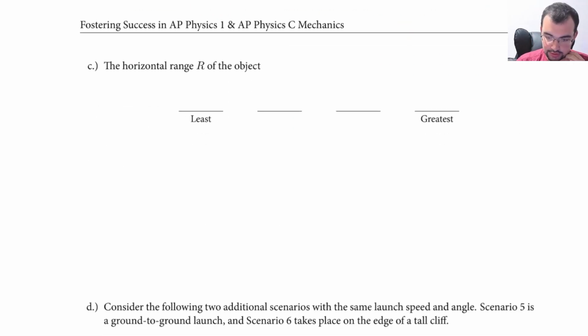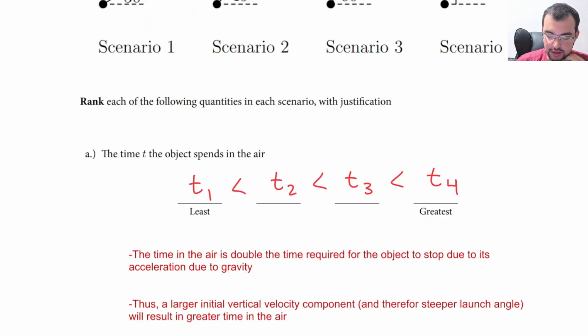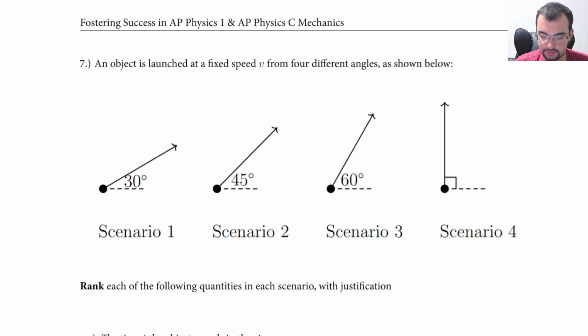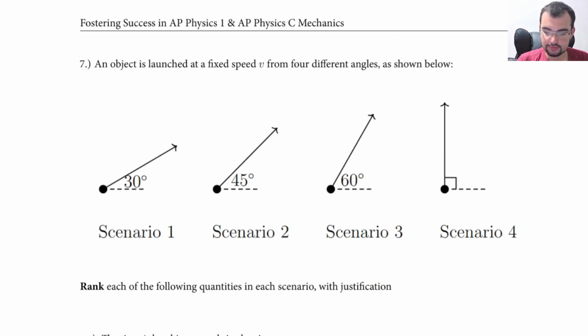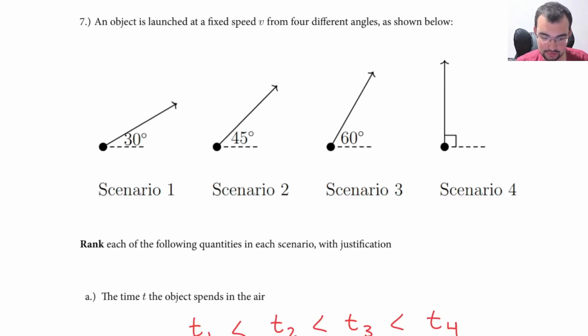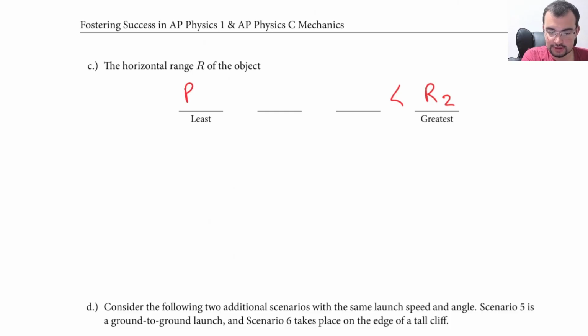Then for the range. So the range, we can definitely do a couple things here first. So first of all, we said that 45 degrees is absolutely the winner for horizontal range. This is just a fact. Then, if we also look at this, we also can definitely pick the loser. Because scenario 4, if I'm launching it straight up, and then it falls straight down, there is no horizontal velocity. So it has gone absolutely nowhere. So 4 is the loser.